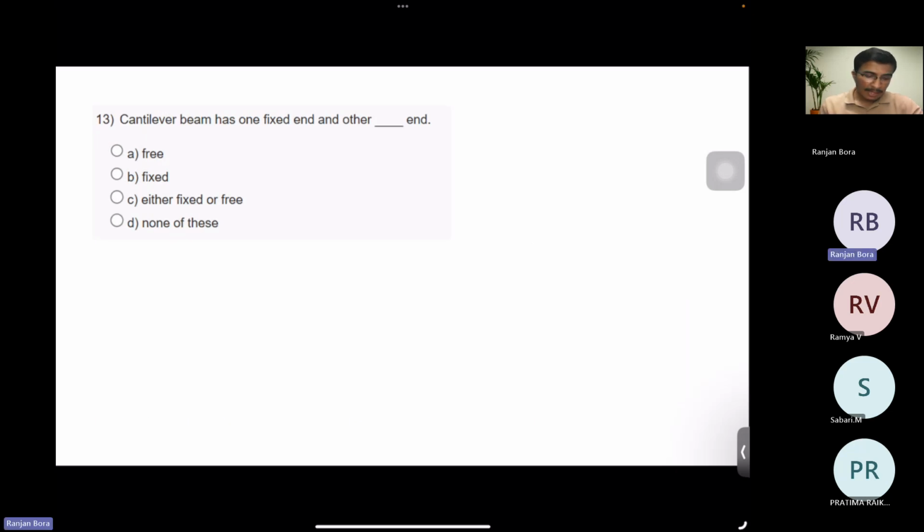The next question is: a cantilever beam has one fixed end and the other end... So what is a cantilever beam? A cantilever beam looks like this. It means one end is free and the other end is fixed. This is the fixed end and this is the free end.